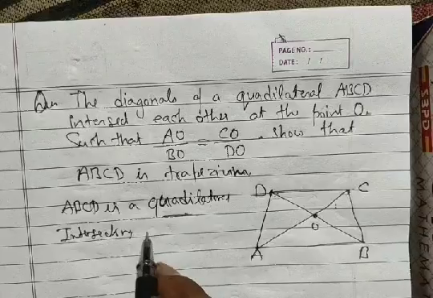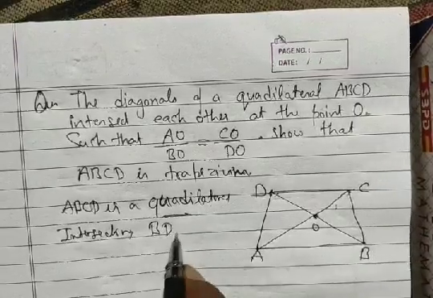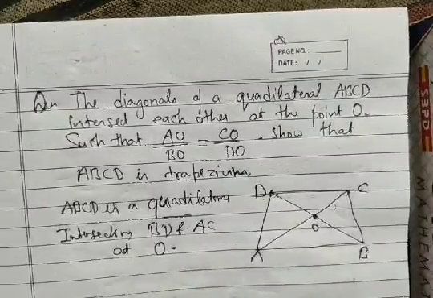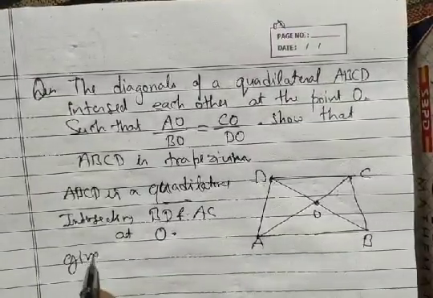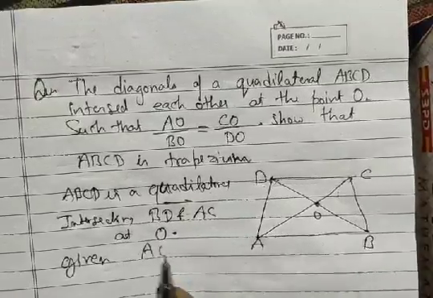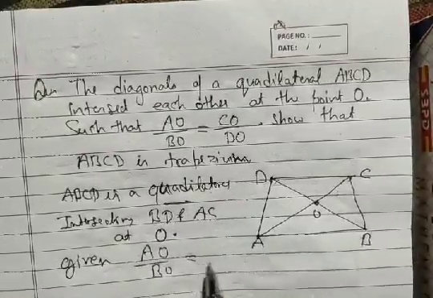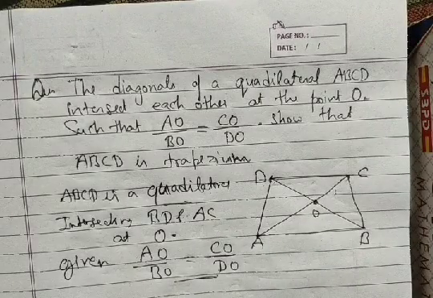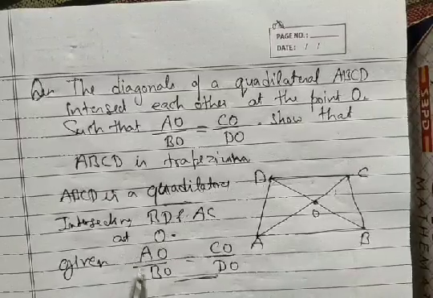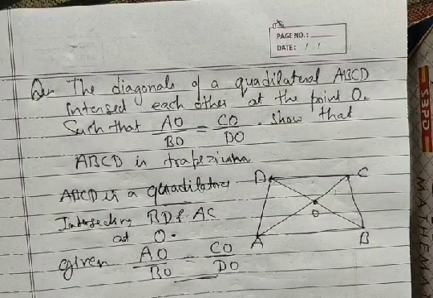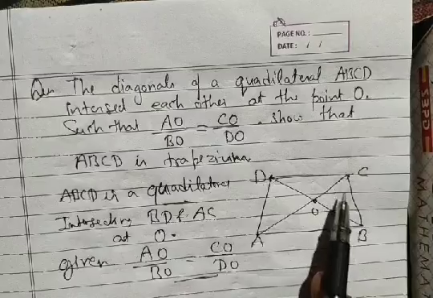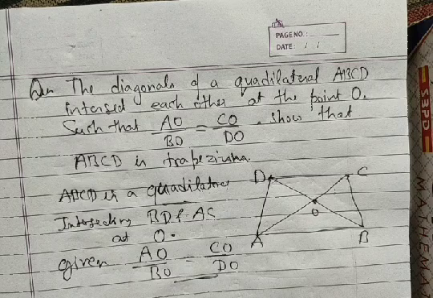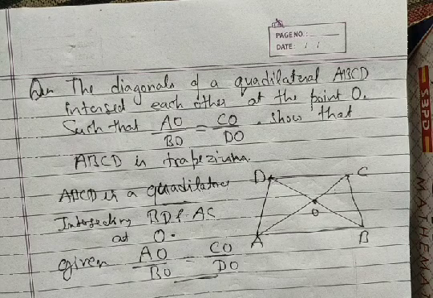The diagonals BD and AC intersect at O. Now, what is given? We are given AO is to BO equal to CO is to DO. To show that ABCD is a trapezium, we have to show that AB is parallel to DC. If we are able to show that AB is parallel to DC, then it is our required result, and we can say that ABCD is a trapezium.